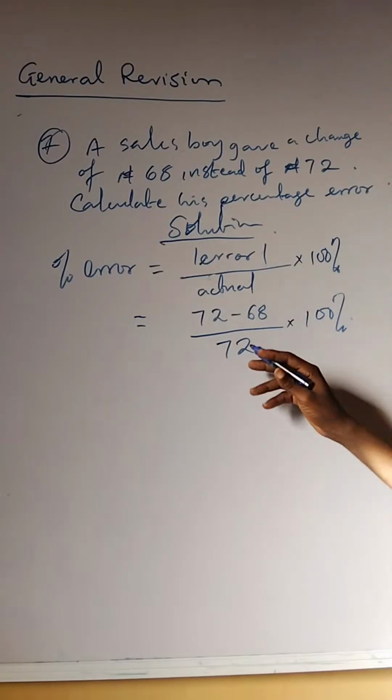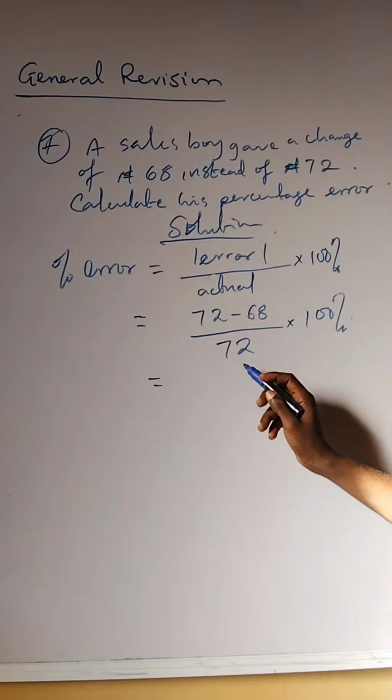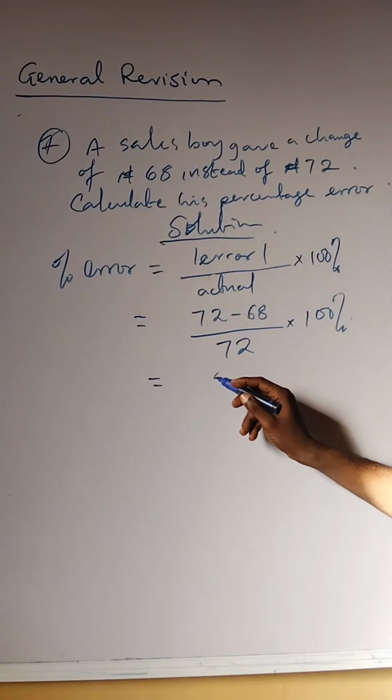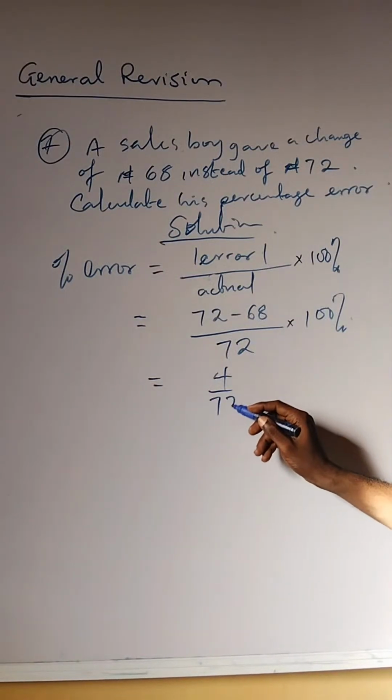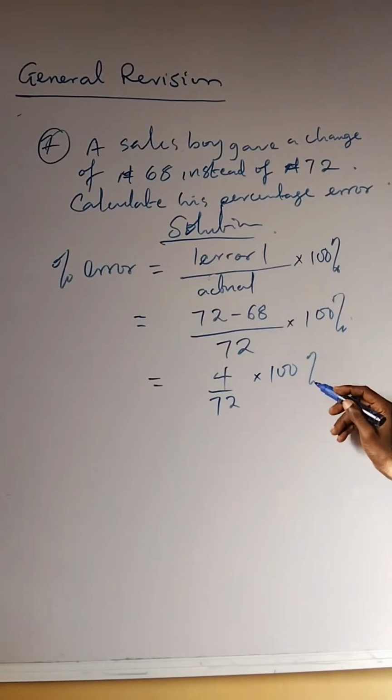So when we solve this, we subtract. 72 minus 68, we have 4 over 72 times 100% here. So we simplify this, and that's the percentage error we have.